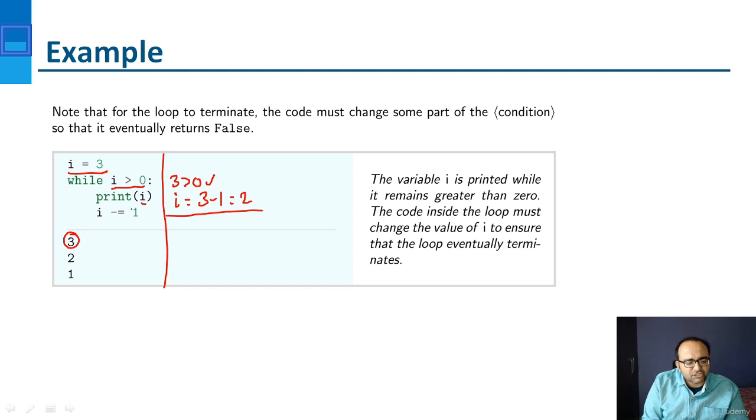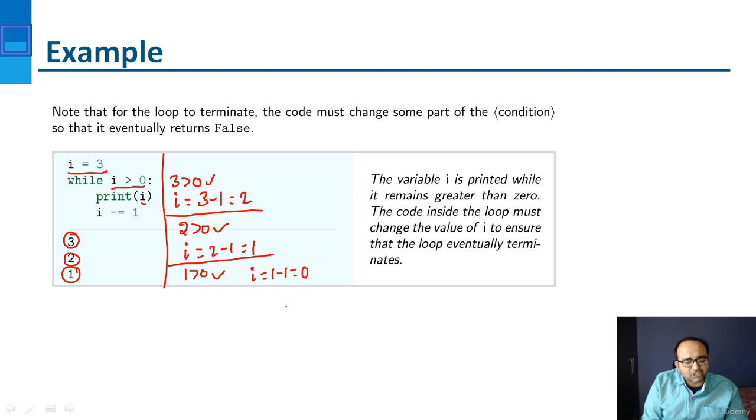In the next iteration, the value of I becomes 2, 2 is greater than 0, the condition becomes true, and it will print the value of I as 2. And then I is equal to I minus 1, I is equal to 2 minus 1, the value will be 1. In the next iteration, 1 is greater than 0. The condition becomes true. Now the value of I will be displayed, which is 1. And then I is equal to I minus 1. The I value will become 1 minus 1 equal to 0.